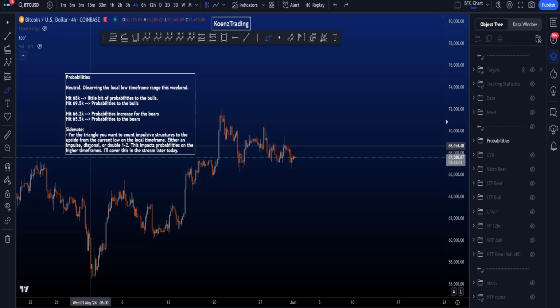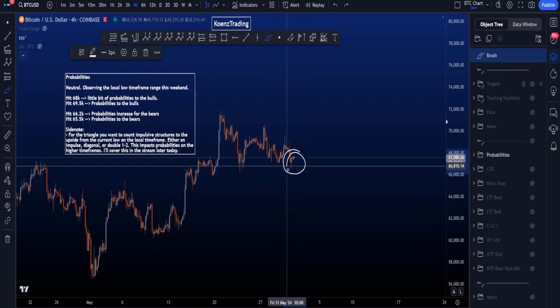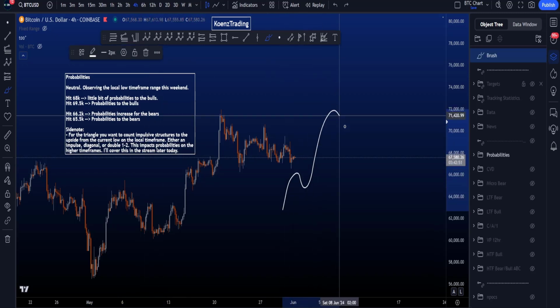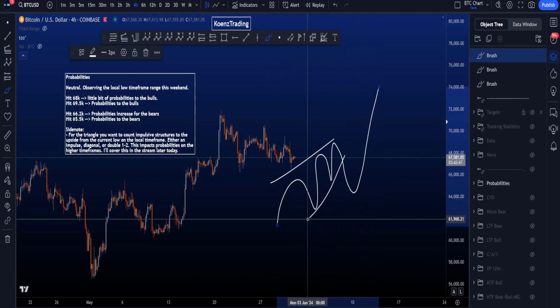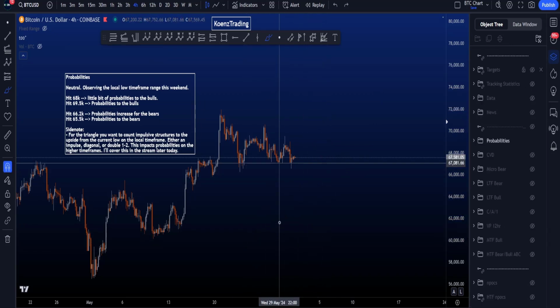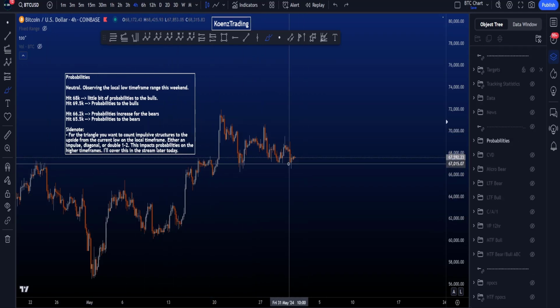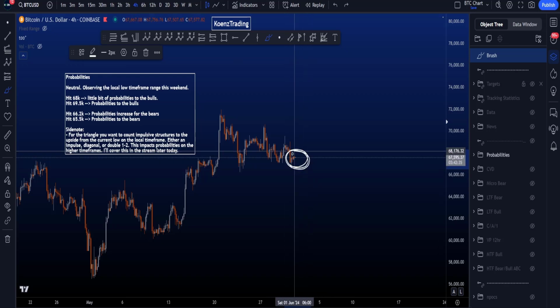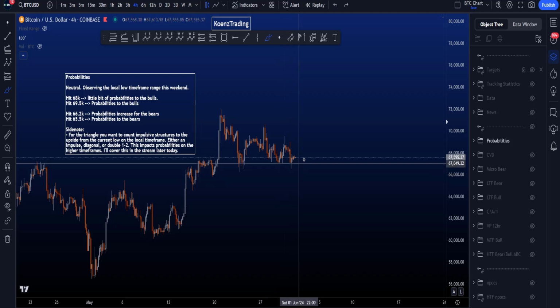A side note is that for the triangle, you want to count impulsive structures to the upside from the current low on the lower time frame. Either an impulse 1, 2, 3, 4, 5, a diagonal 1, 2, 3, 4, 5 correction continuation, or a double 1, 2, 1, 2, 1, 2 strong continuation to the upside. This impacts the probabilities on all of the time frames. So what's happening locally at the moment is very important for the probabilities on the 4-hour time frame and the daily time frame. So I will cover this in more detail in the live stream later today.